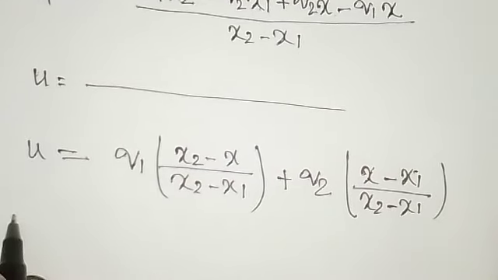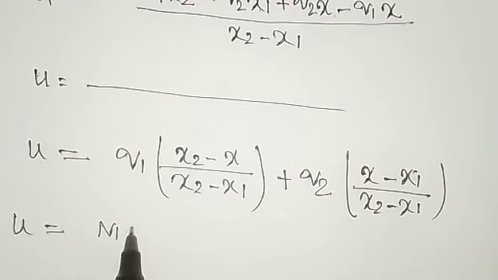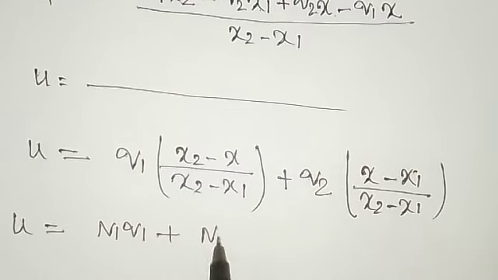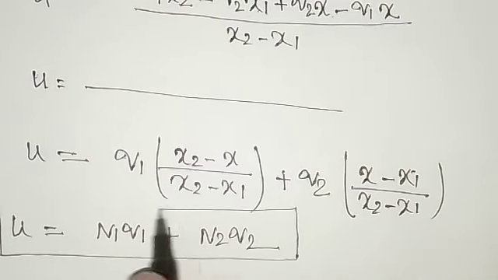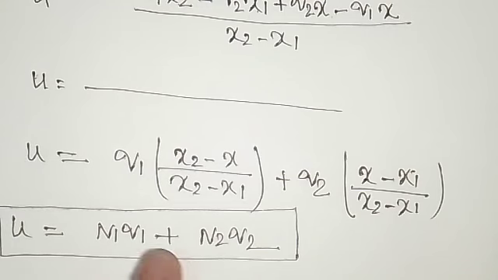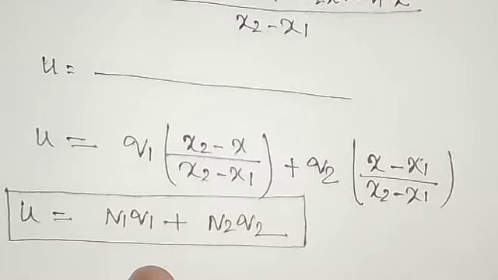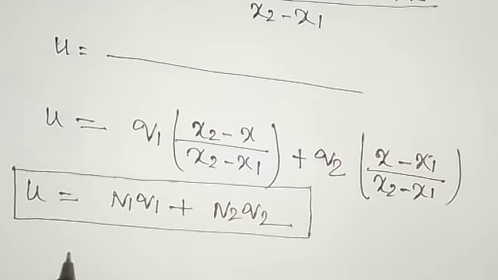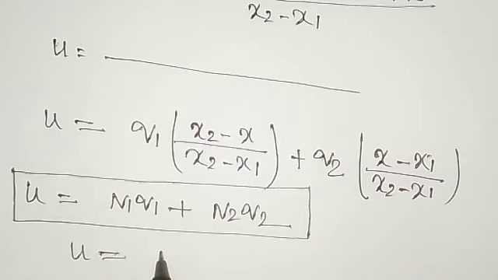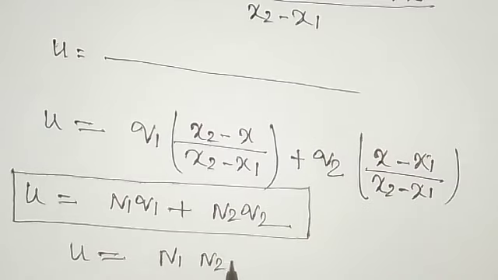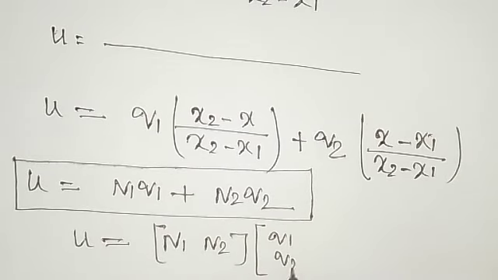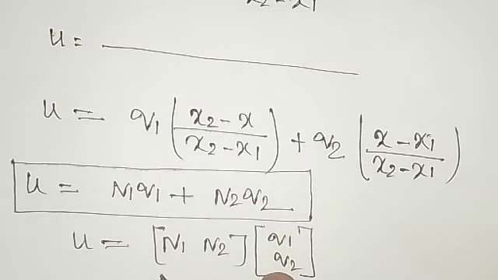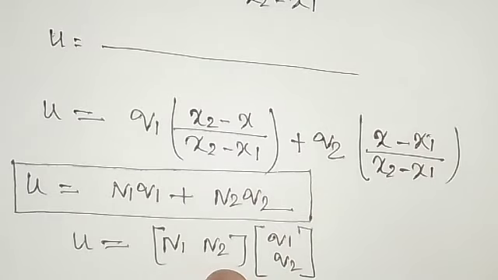So now you can write this equation, u is equal to n1 q1 plus n2 q2. This is the one dimensional linear equation in terms of the shape functions for the bar element. Then again you can write it in matrix format also, u is equal to [n1 n2] times [q1 q2], where q1, q2 are the nodal displacements and n1, n2 are the shape functions.